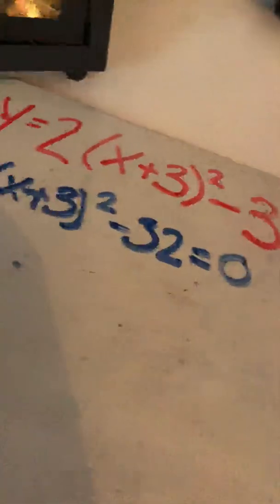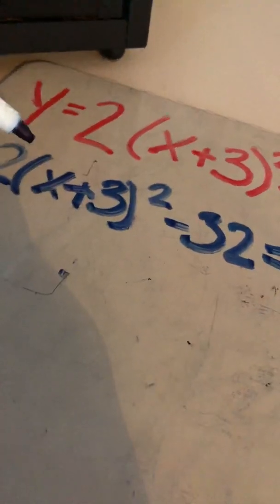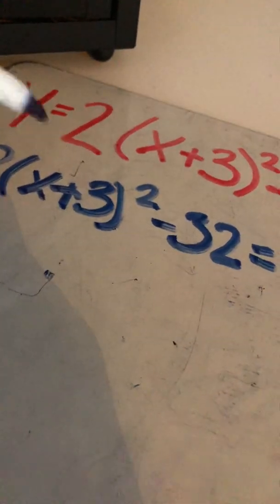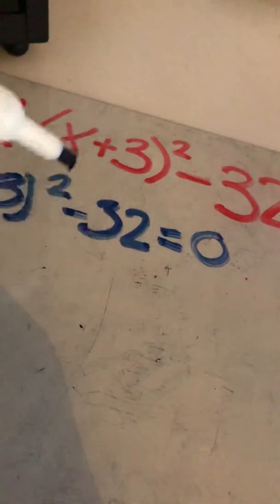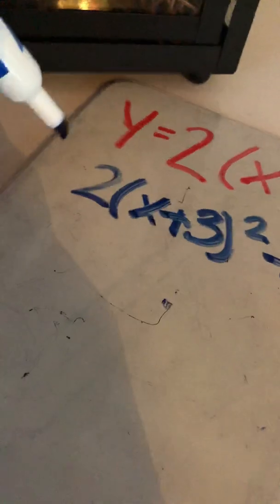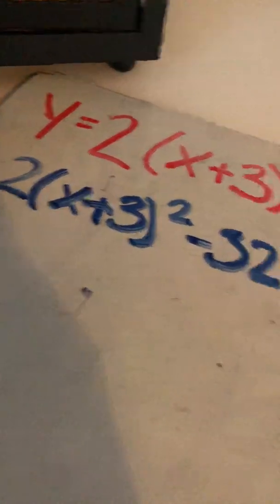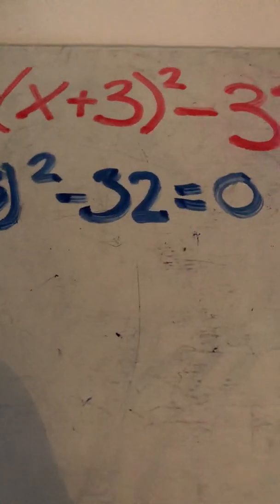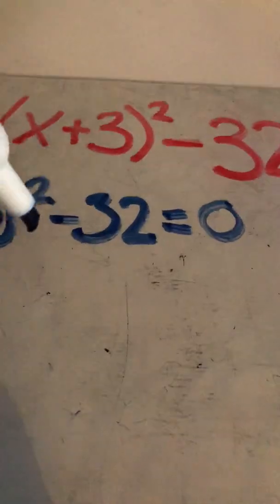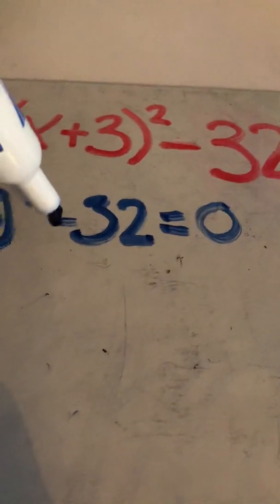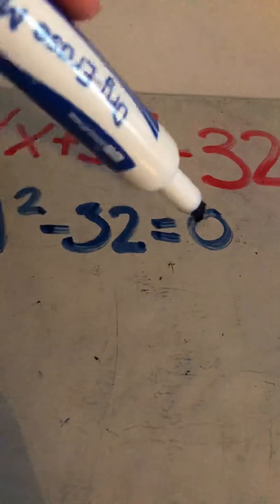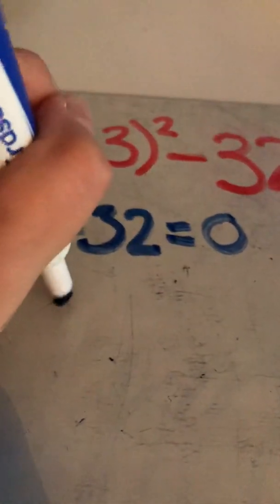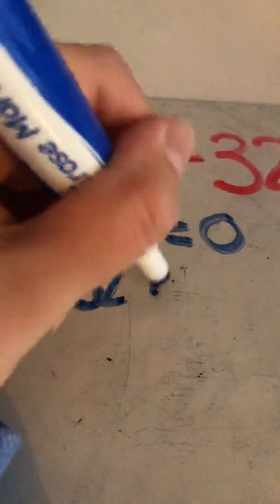The numbers that are in the parentheses are the x and the positive 3. So I have to get rid of this negative 32 as in k value, and 2, that's my a value. To get rid of this negative 32 and to move it over to this side, I have to do the opposite of the operation. So if it's minus 32, to move it over to the other side, I have to add 32 to both sides.